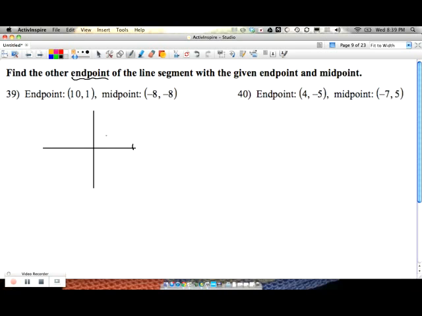It says an endpoint is at (10, 1). So that's somewhere at about here, at the point (10, 1). And this is an endpoint. The midpoint is at (-8, -8), around here. So that's a midpoint at (-8, -8).